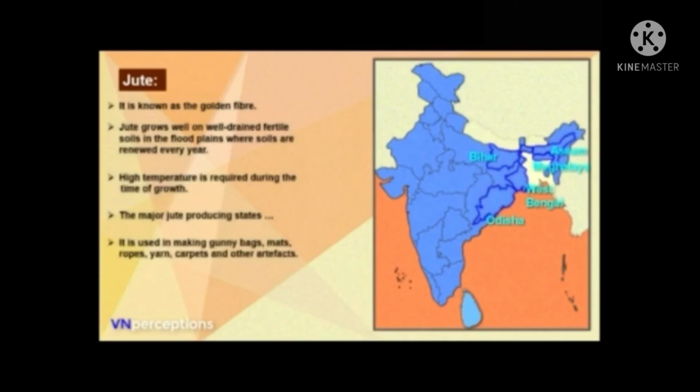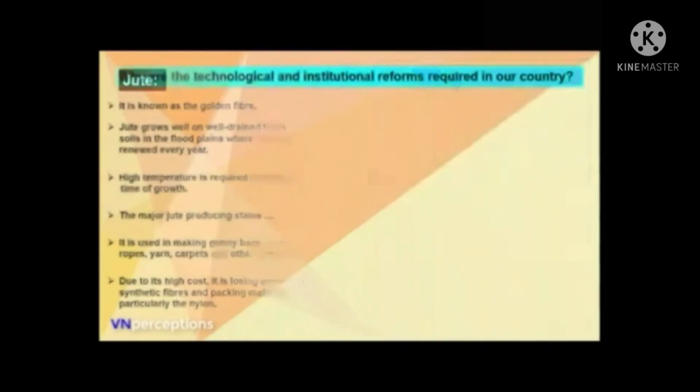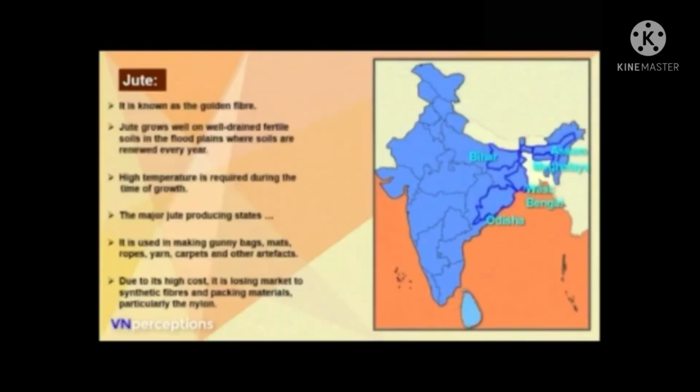And when it comes to jute production, India ranks first in the world. The country that is second is Bangladesh, then China. Now, due to its high cost, it is losing market to synthetic fiber and packing materials, particularly nylon. So that was all about crops in our country.